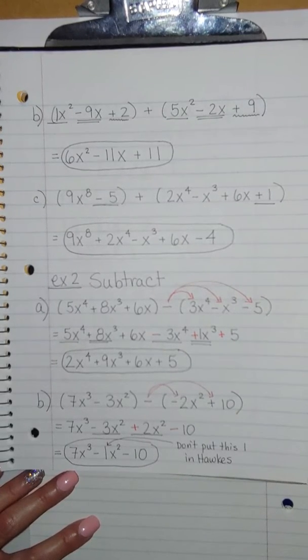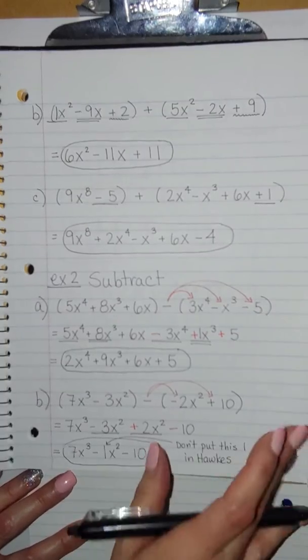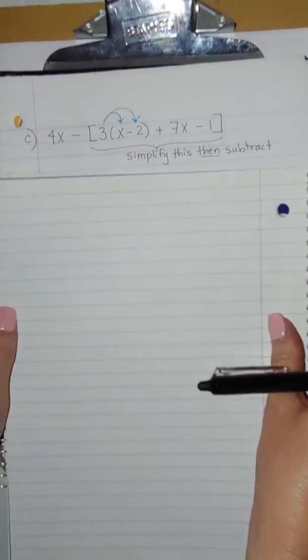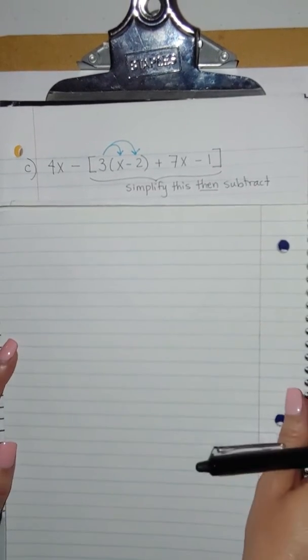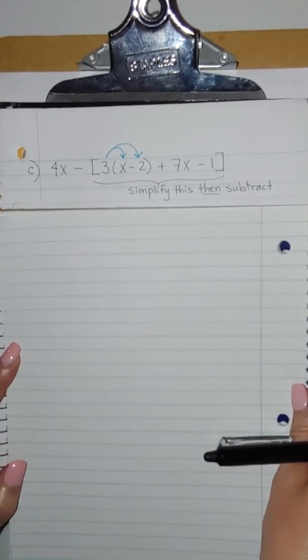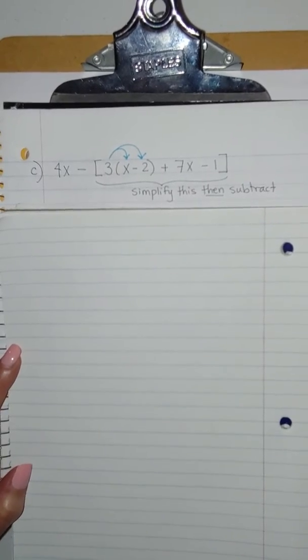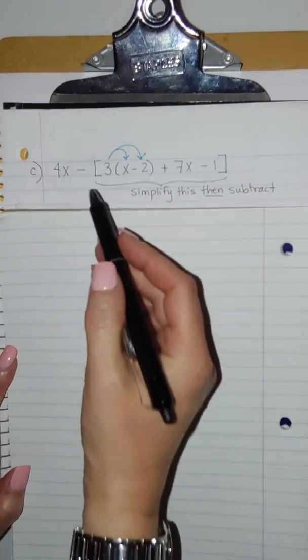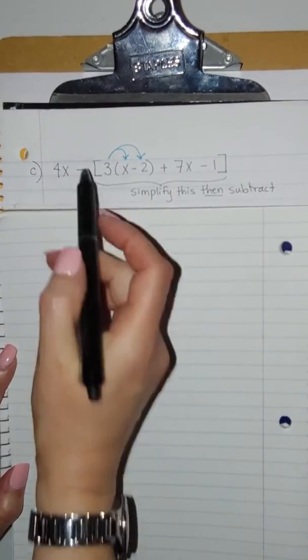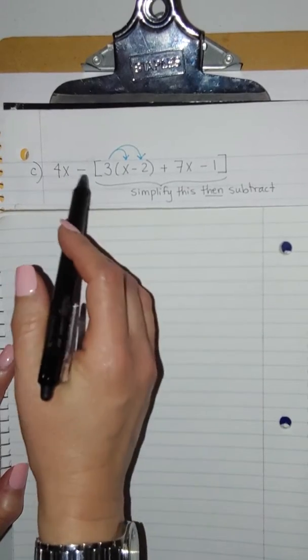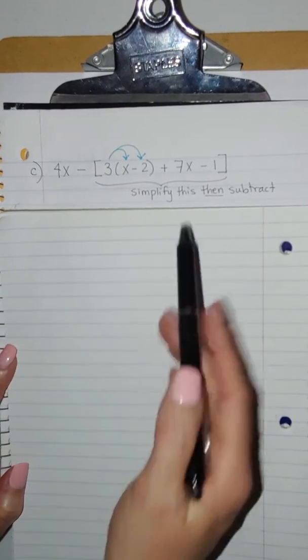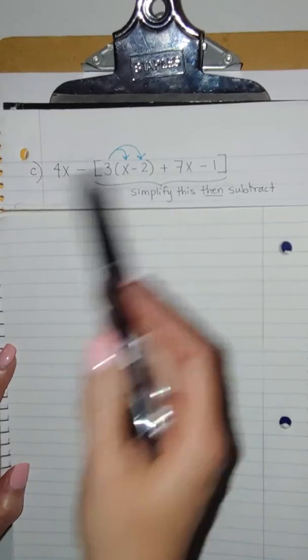Okay, so let's do some that are a little bit bigger and scarier, and that'll finish up this section. So let's do 2 more that are pretty messy. All right, so that looks pretty menacing. We're going to need to simplify that stuff in the brackets and then subtract. So don't try to go ahead and distribute that negative just yet. There's other stuff that can be done inside this bracket.